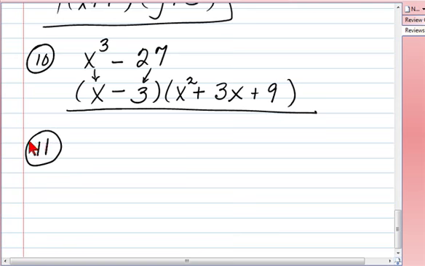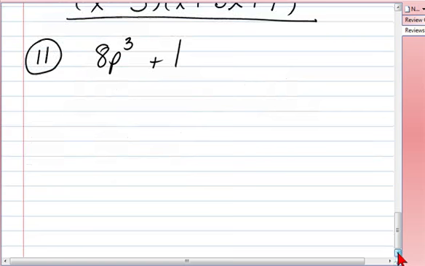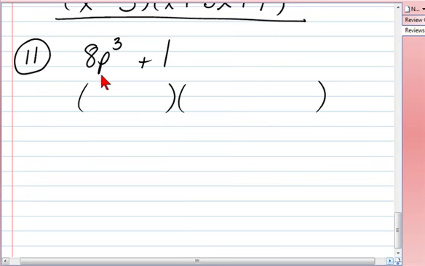Number 11 is 8p cubed plus 1. Is there a common factor? No. It's a binomial. What kind of binomial is it? It's a sum of cubes. So I need a binomial times a trinomial. What's the cube root of 8p to the third? 2p. Keep the plus sign. What's the cube root of 1?